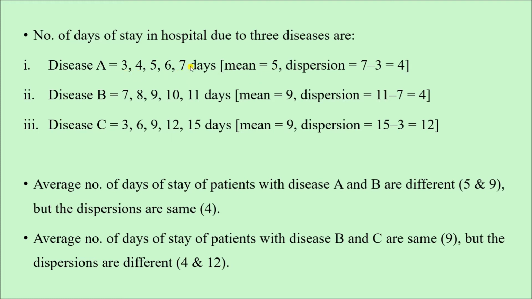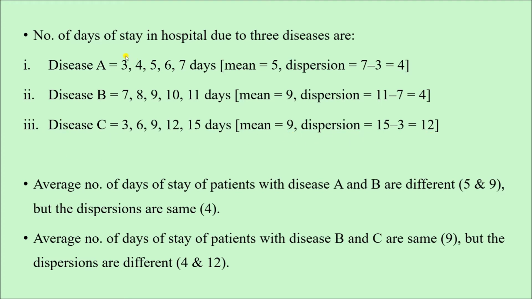If you add them up and divide by the total number of patients, which is 5, it will be 5. And for dispersion, we have taken the maximum number of days of stay and subtracted the minimum number of days of stay. So you can say this is a range. 7 minus 3 is 4. So that is my mean and dispersion for disease A. Similarly, the mean value for disease B was 9 and dispersion was 11 minus 7, that is 4. Disease C, the mean value is also 9 and dispersion is 12.